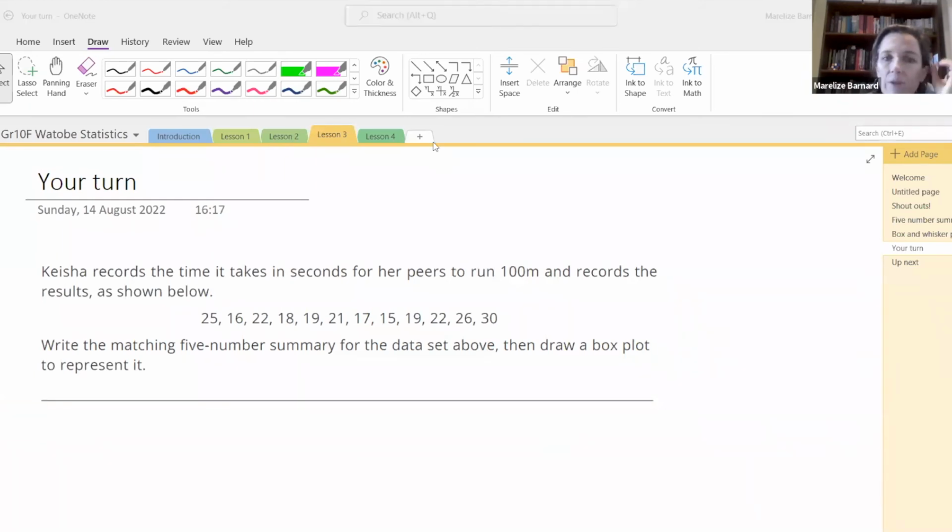It says Kisha records the time it takes in seconds for her peers to run 100 meters and records the results as shown below. Write the matching 5-number summary for the data set above, then draw a box plot or box and whisker plot to represent it. Okay, off you go, everyone. We're going to check in about 5 minutes. You've got 5 minutes to finish this question. Don't start without rearranging your data.